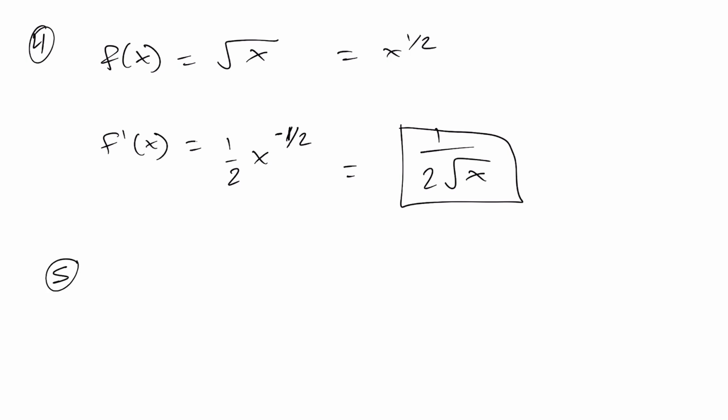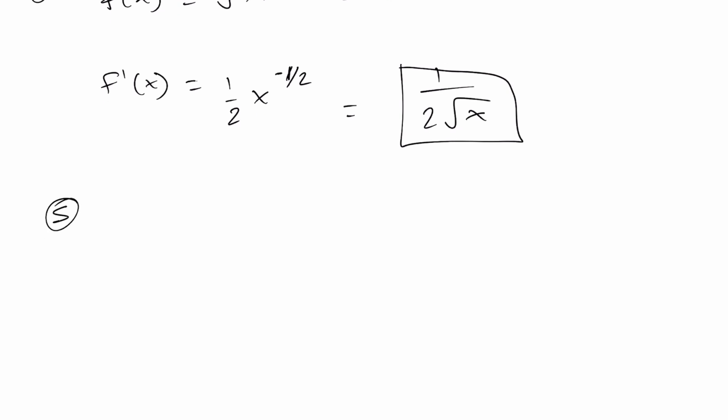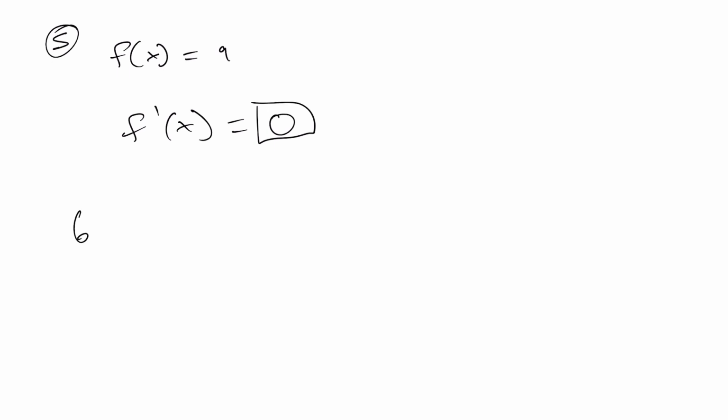Let's try two more examples. Let's say I were to give you a constant function and tell you to find the derivative of 9. Well, the derivative of 9 is simply 0. The slope of a constant is always 0. And let's try one last example.